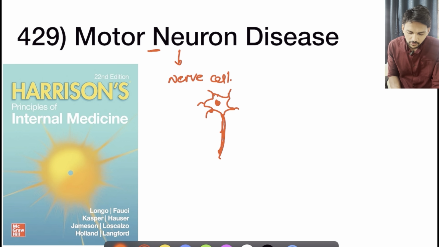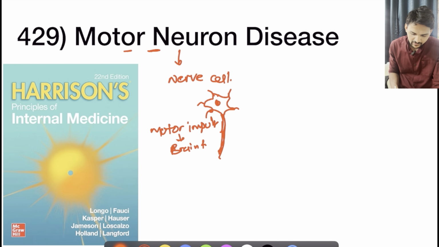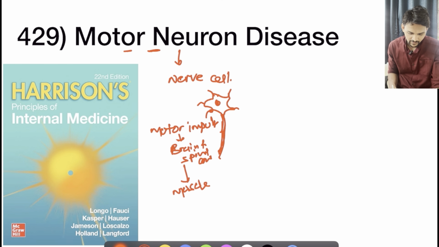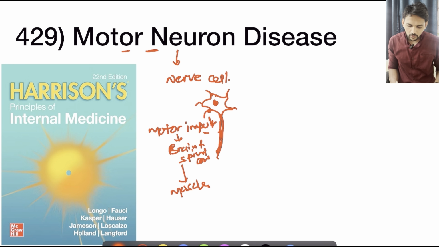Then what is a motor neuron? This motor neuron is the one which carries motor impulses from the CNS, the central nervous system, mainly the brain and spinal cord, to the effector cells, mainly the muscles. So these motor neurons overall carry motor impulses from brain to muscle, and further they are divided into two parts, upper motor neuron and lower motor neuron.